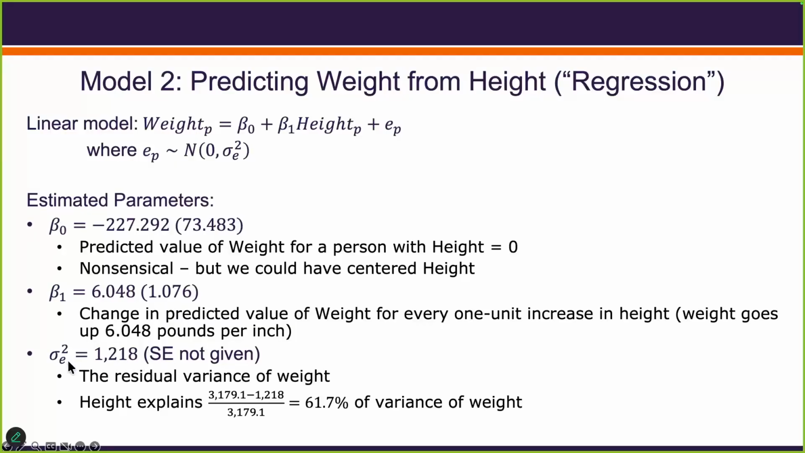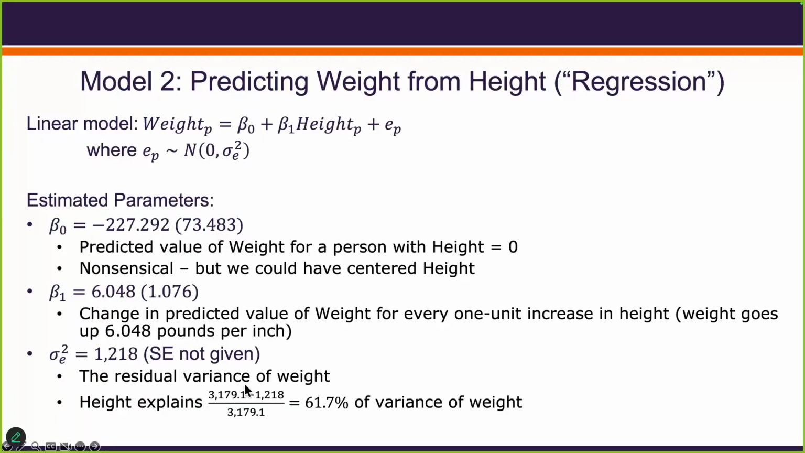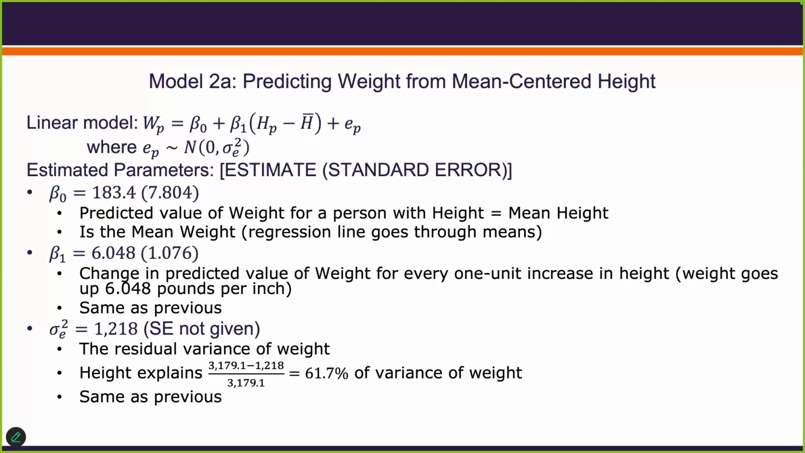And then here, sigma squared error is now 1,218. Standard error is not given. That is our residual variance. You can see it's a lot smaller than our previous version. And if we calculate the difference of the previous version from this one, relative to what the previous was, that would be what we call our R squared, our coefficient of determination. So it's literally the difference in residual variances. And there you have it. There are other interpretations of R squared too, but we'll save those for now.